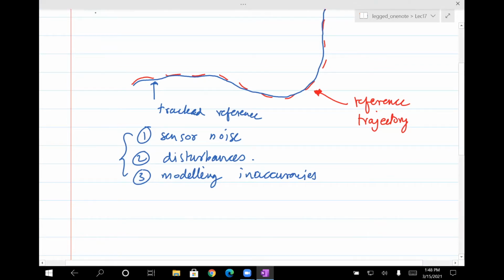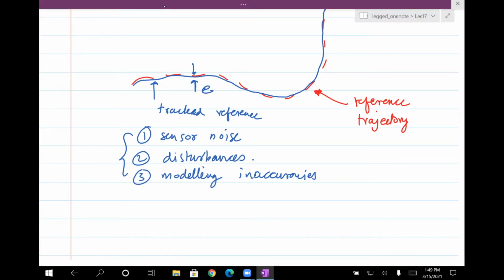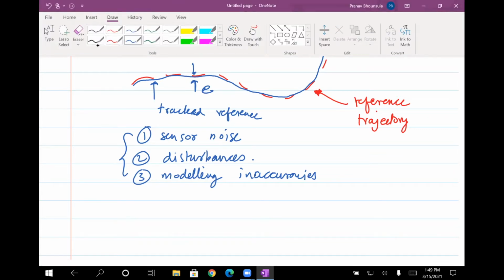So in that case, what you need to do is you need to look at the error and then use the error, or its rate of change, to find a controller which will ensure that the tracking error is reduced to close to zero, right?